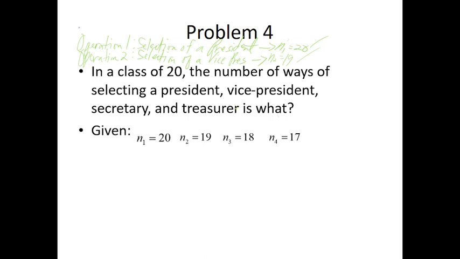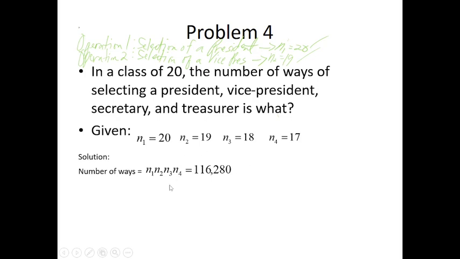And what is the total number of possibilities? The total number of ways of selecting a president, vice president, secretary, and treasurer is equal to N1 times N2 times N3 times N4. And that is 116,280. 20 times 19 times 18 times 17.